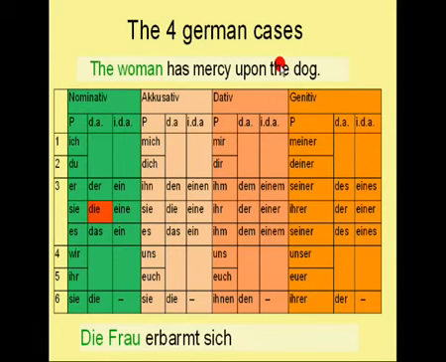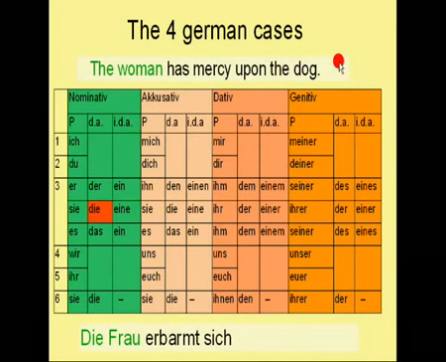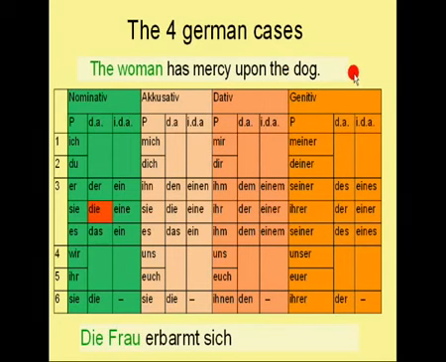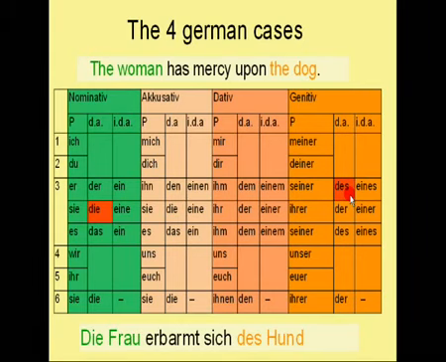So let's see what kind of article we need to use in German. If you can remember, dog is masculine in German and is translated with Hund, and the is the definite article in English. So let's look for the masculine definite article in German. Here it is, des. Now you might think, okay, the word for dog is Hund, so the sentence is like Die Frau erbarmt sich des Hund. But here comes the special rule.